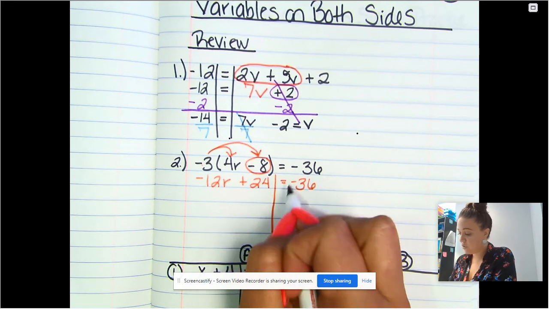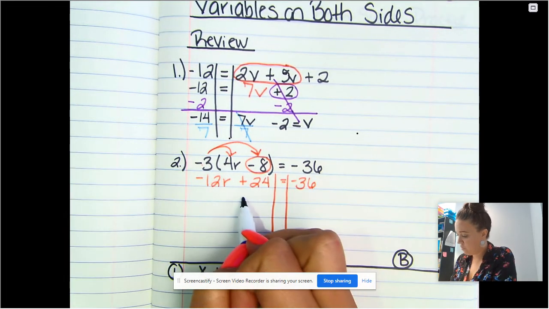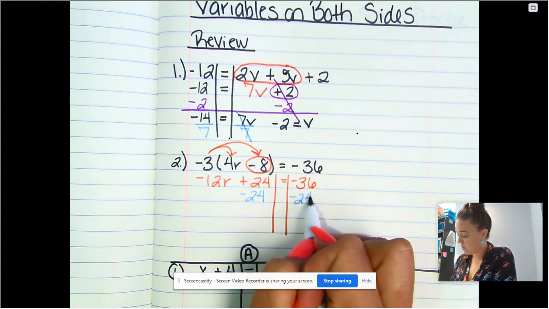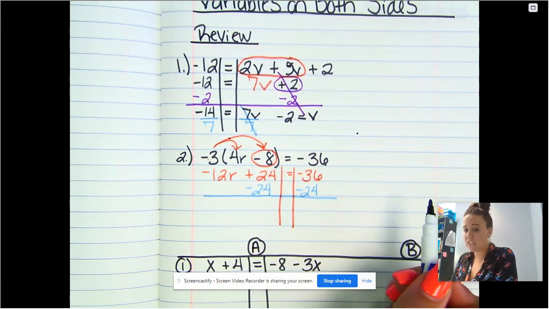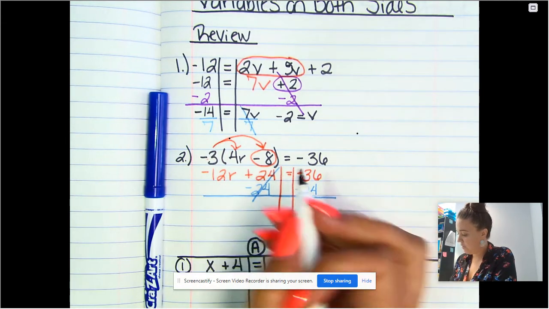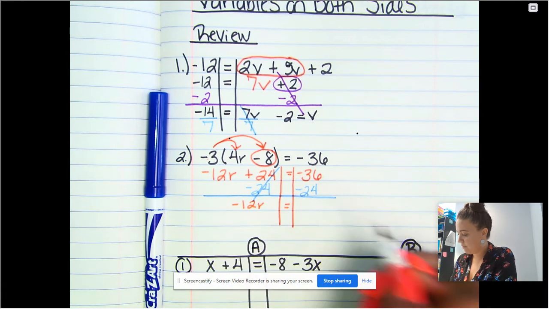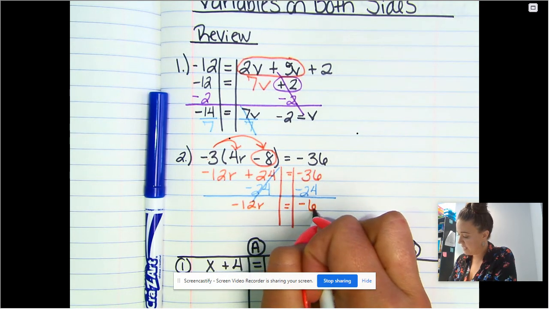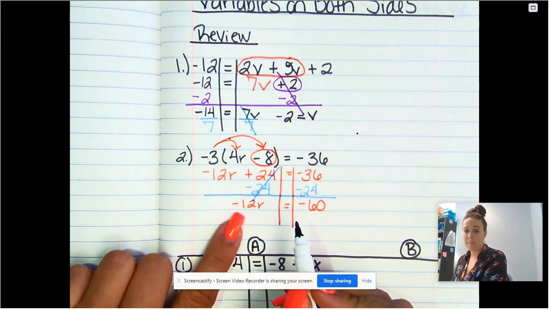From this step, we have a two-step equation. The opposite of adding 24 is subtracting 24. Okay, 24 minus 24 is a 0 pair, so that is 0. Then we are left with negative 12r. Negative 36 minus 24 is negative 60. And our last and final step is doing the inverse or opposite operation.